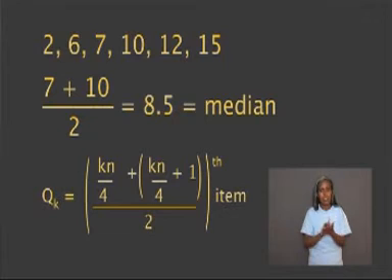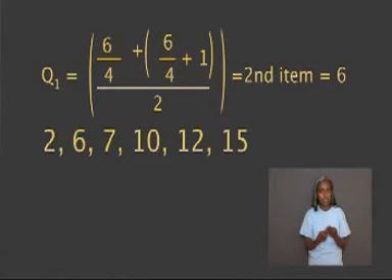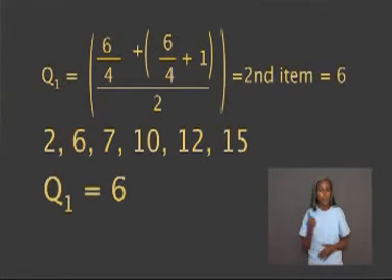Remember that K will be 1, 2, 3, or 4, depending on which quartile you are solving for. Also, N will be the number of integers in the dataset. Since we are solving for the first quartile, our value of K is 1. There are 6 integers in the dataset, so the value of n is 6. We find that the first quartile will be the second item in our list, which is 6.